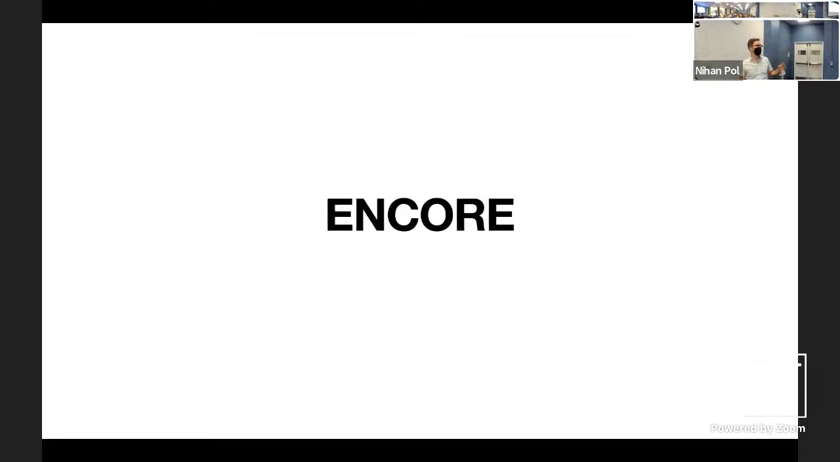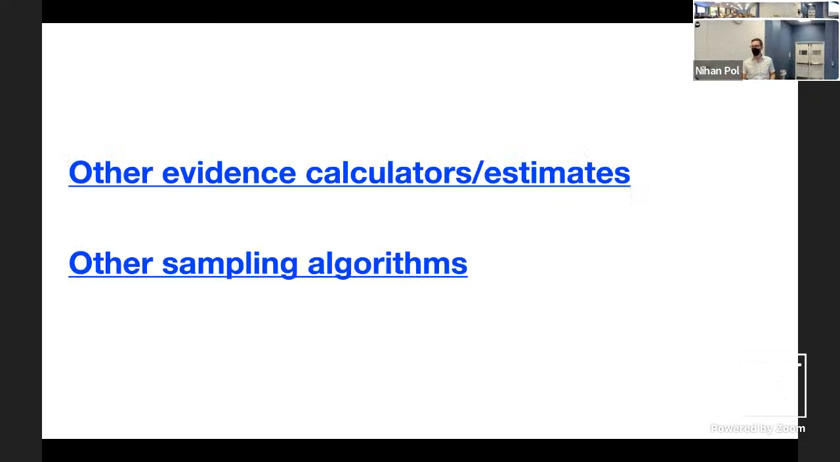Okay. So those are the two things that I really wanted to cover. And then there's a world of stuff out there. There are gazillions of other ways to calculate evidence. There are other sampling algorithms. I briefly waved my hand at ensemble samplers, but I think I've already gone over my allocated amount of time.